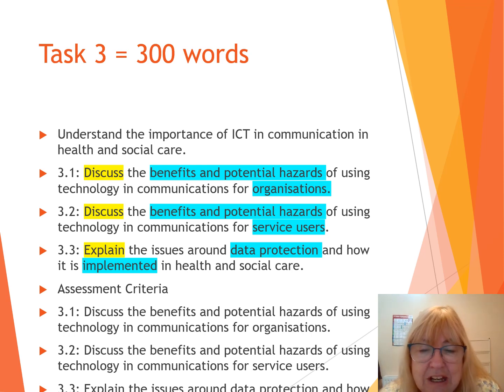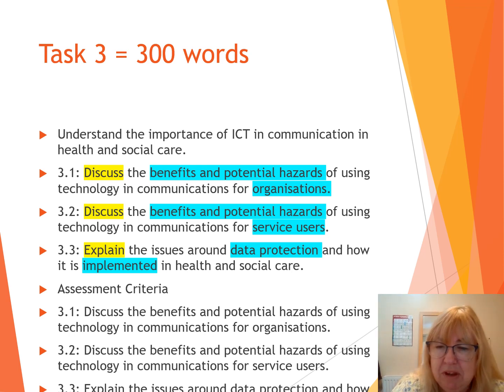3.3 is explain the issues around data protection. So think about some of the main points of data protection. What issues are there, or what things are there to remember about data protection? What things do we have to do? And how is it implemented? I did actually give you an additional reading sheet to look at about data protection and some of the issues for the recent update of data protection. So you can use that as a guide and pick some ideas out of there.